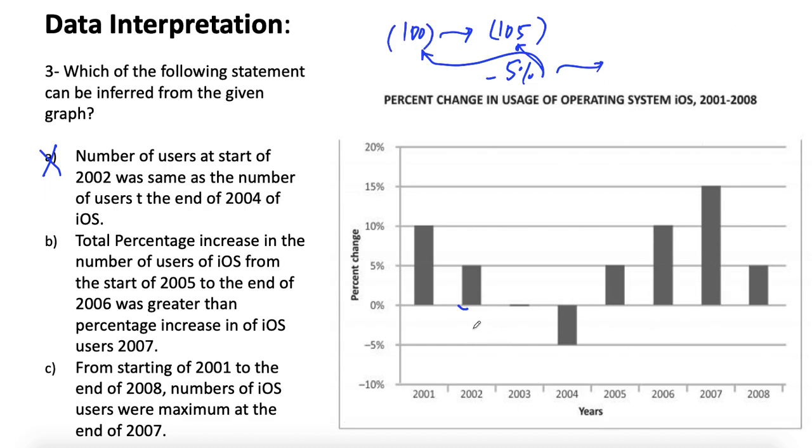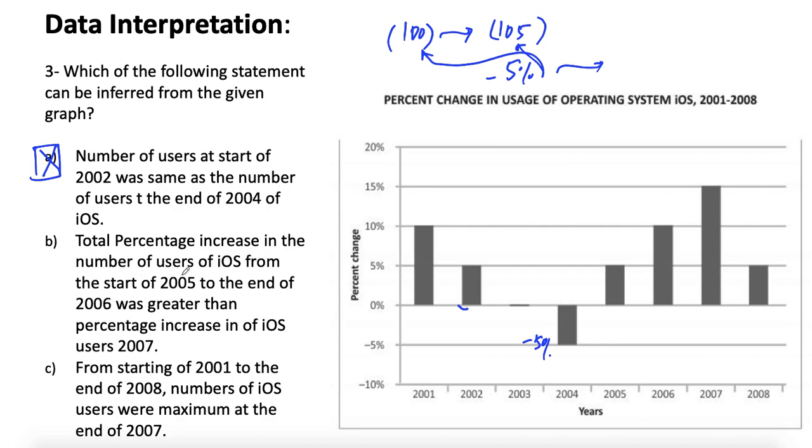Likewise, at the start of 2002, I have some value and there is a 5% increase. Now for 2003 there is no increase or decrease. For 2004 at the end we need to decrease 5%, but for that decrease I am not using the actual value but the changed value which I get at the end of year 2002. That's why this is not possible. Let's see the next one.